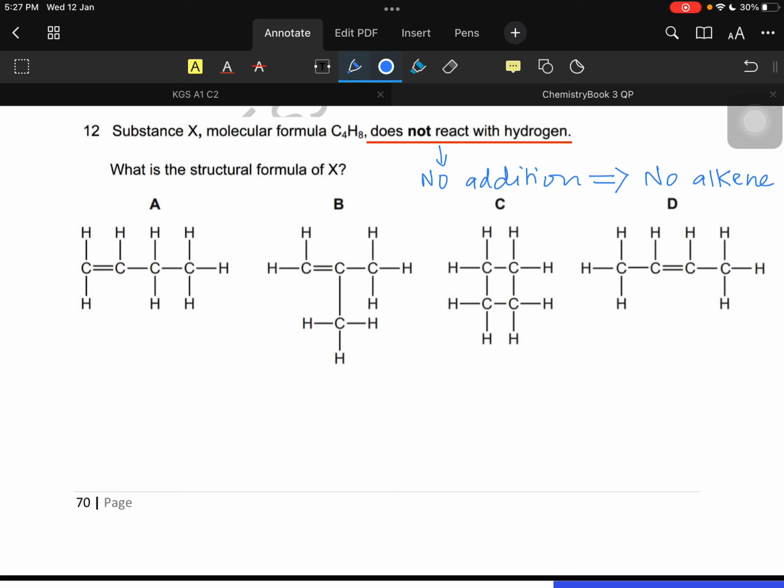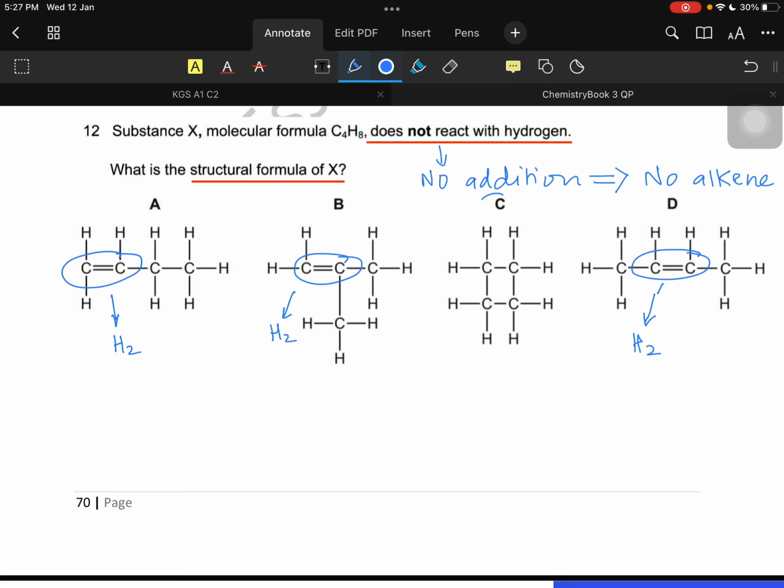What is the structure of X? So they're looking for the structural formula of X. Now I know it has an alkene, it will react with hydrogen. I know this has an alkene, so it will also react with hydrogen. I don't see a carbon-carbon double bond in option C, so I'm going to park it. In option D, there's again a double bond, so it is also reacting with hydrogen. The first two and option D give addition reaction with hydrogen.